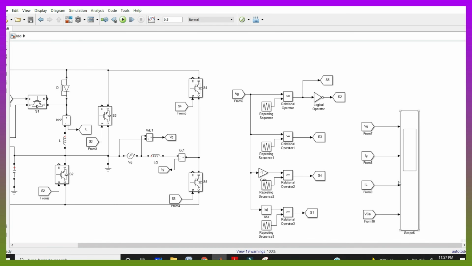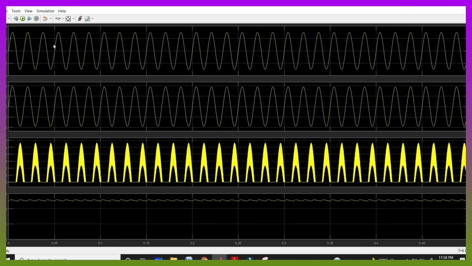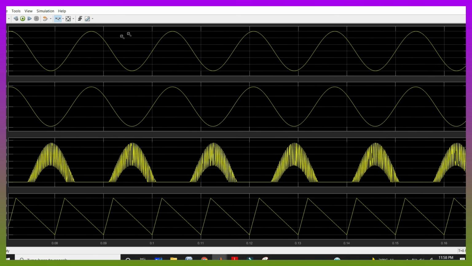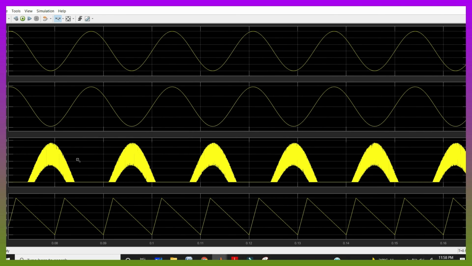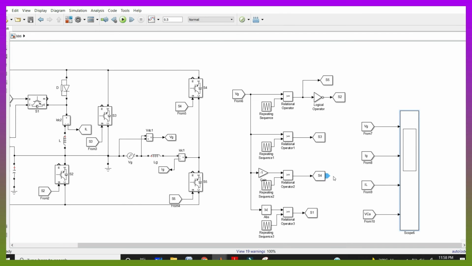After completion of running, click on the scope to see the waveforms. That's our waveforms, right? First one is grid voltage, then grid current. Those two are AC. And this one is inductor current. If you want to zoom, just zoom it. Then you can see the charging and discharging. So this is the auxiliary capacitor here. Here also you can get the charging and discharging states. That's it. These are the waveforms and this is our final circuit.